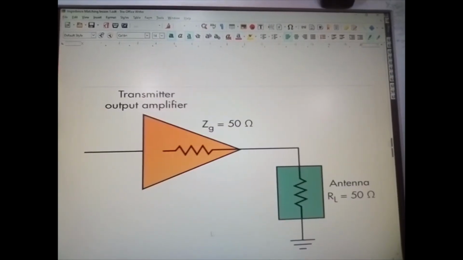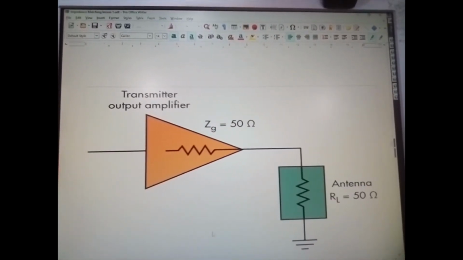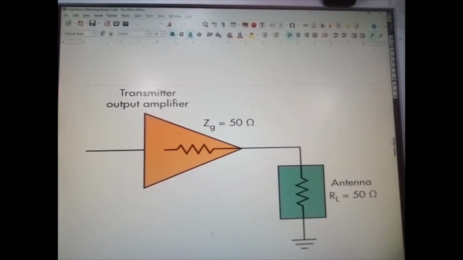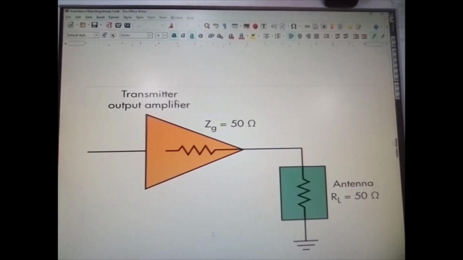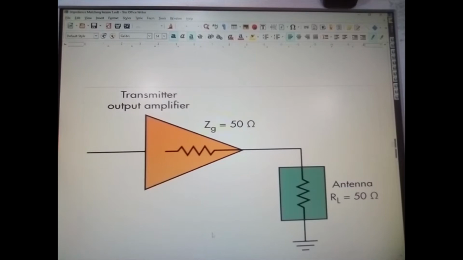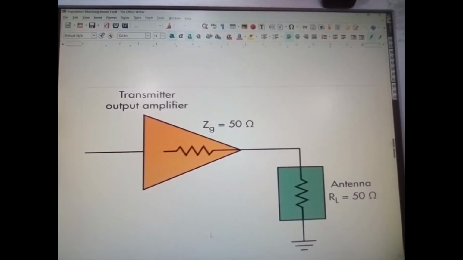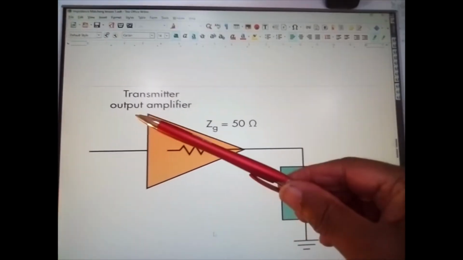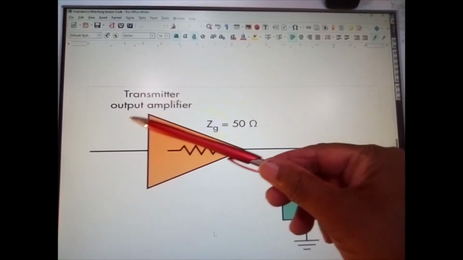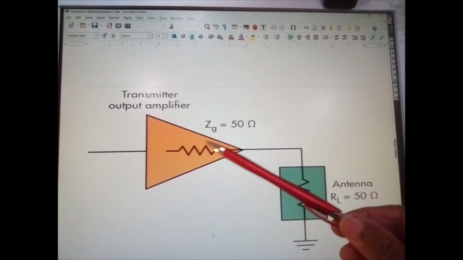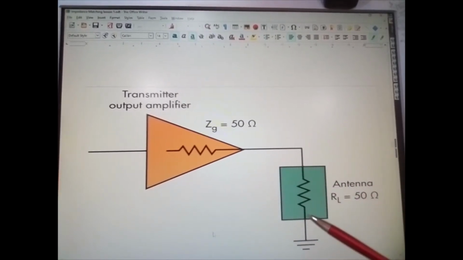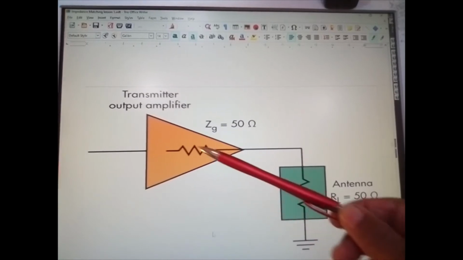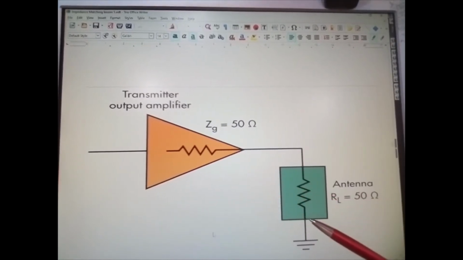And here, all we're looking at now is an antenna for your radio. Take your car, for instance. Your car has an antenna. But you can see the transmitter output amplifier stage is 50 ohms. The antenna's resistive load is also 50 ohms. So there's no reason why you should not get maximum transfer to here.